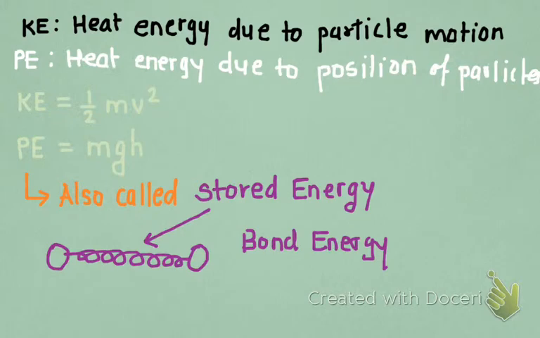Here are the definitions. Kinetic energy is defined as heat energy due to particle motion, and potential energy is defined as heat energy due to position of particles. These are the formulas. For kinetic energy, the well-known formula is half mv squared, where m is the mass of the particle and v is the velocity of the particle moving.